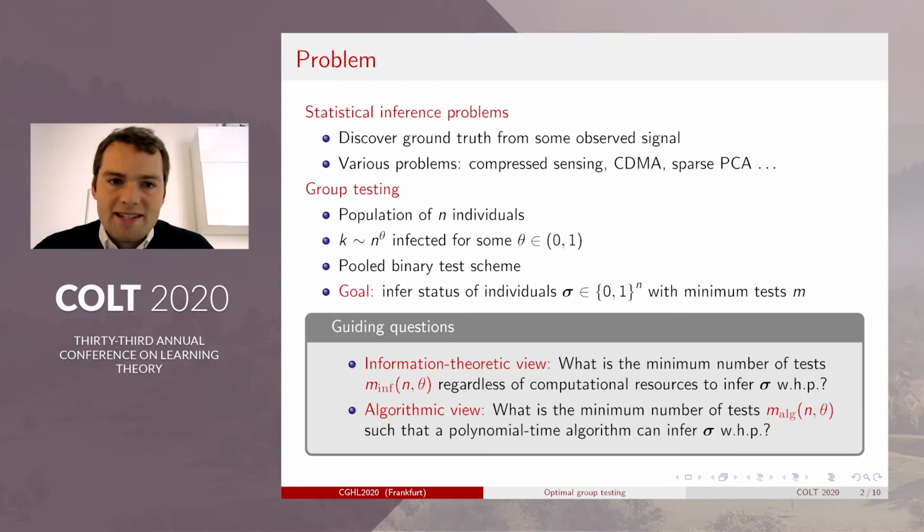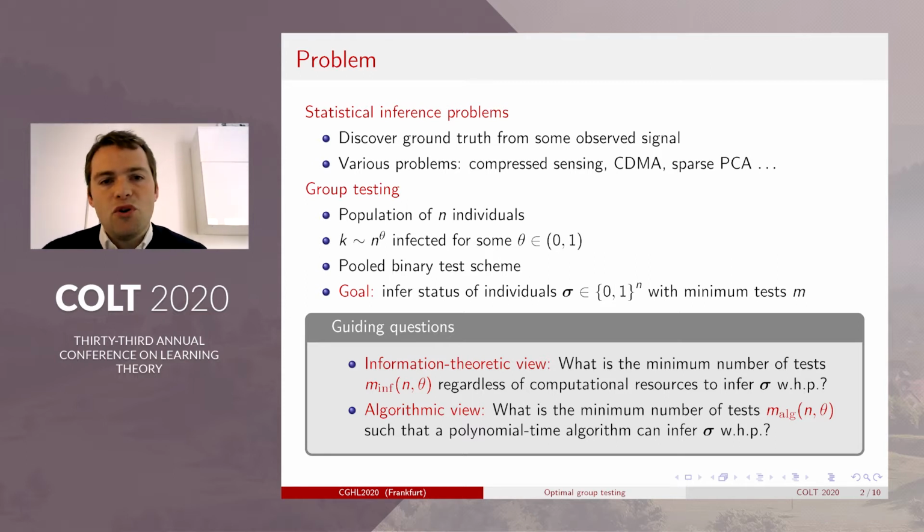Group testing is a prime example of a statistical inference problem where the goal is to discover the ground truth from some observed signal. It thereby fits nicely into a broad range of problems such as compressed sensing, CDMA, sparse PCA, or the stochastic block model. So what is group testing about?